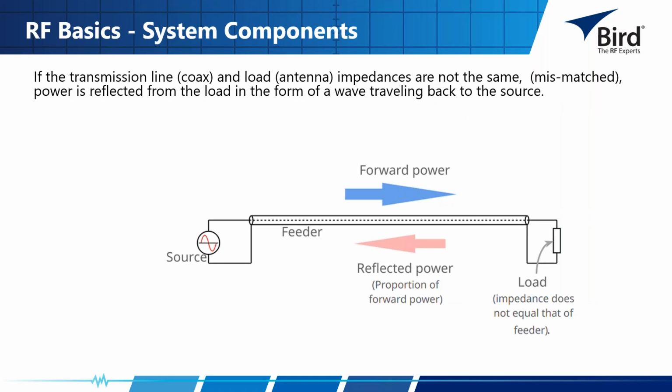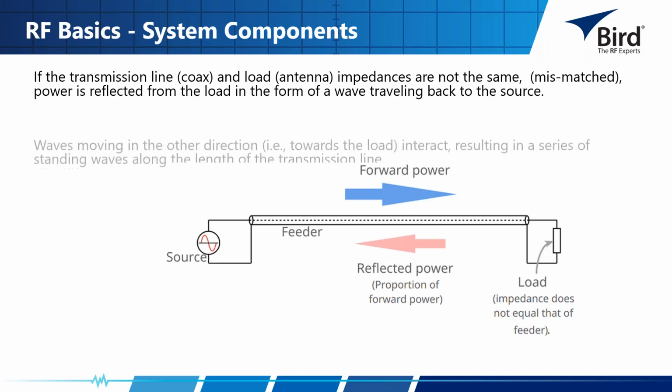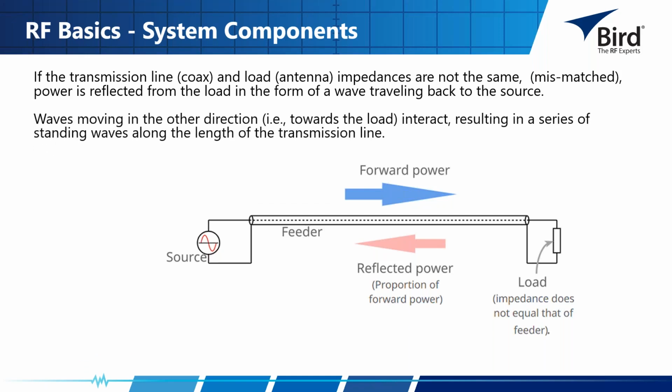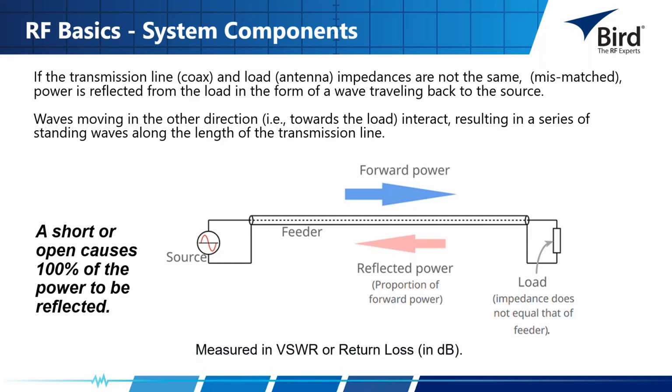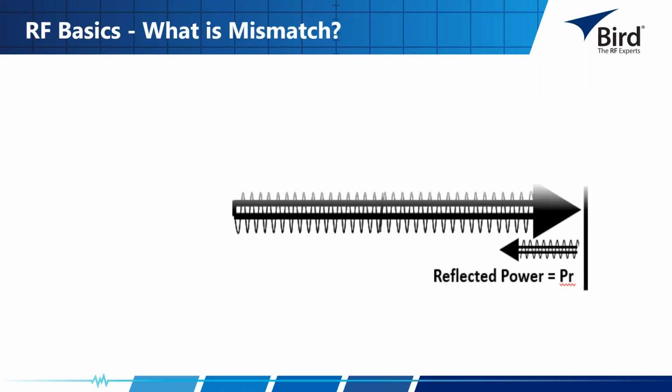If the transmission line, or your coax, and the load, or your antenna, have impedances that are not the same, meaning they're mismatched, power is reflected from the load in the form of a traveling wave back to the source. Waves moving in the other direction interact, resulting in a series of standing waves along the length of the transmission line. A short or open causes 100% of the power to be reflected. And this is measured in VSWR or return loss in dB, or decibels.